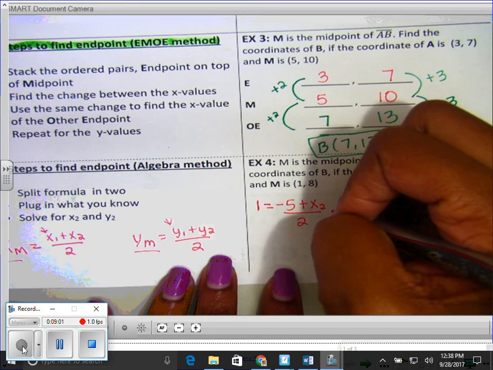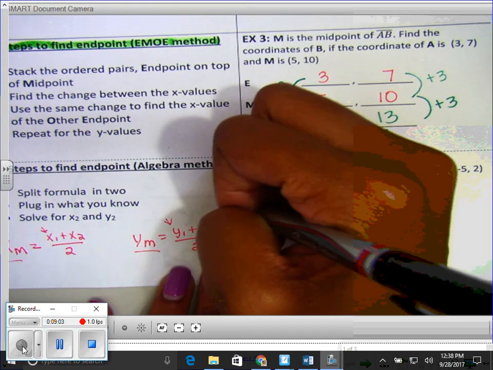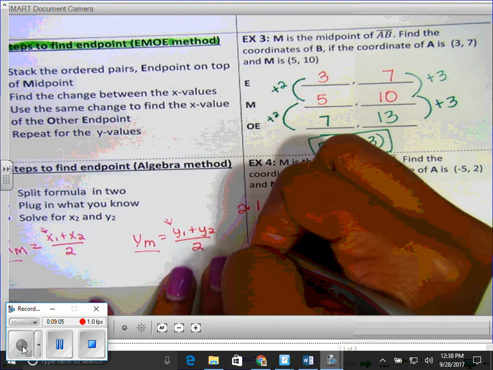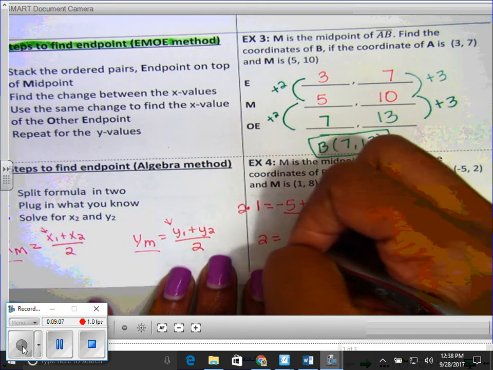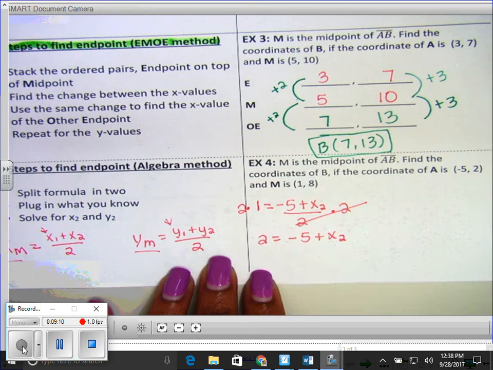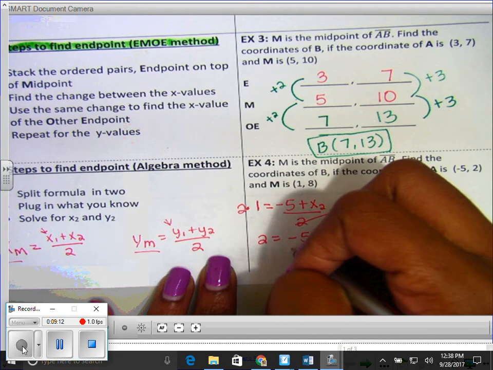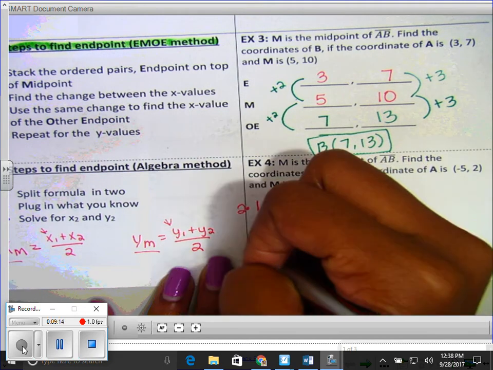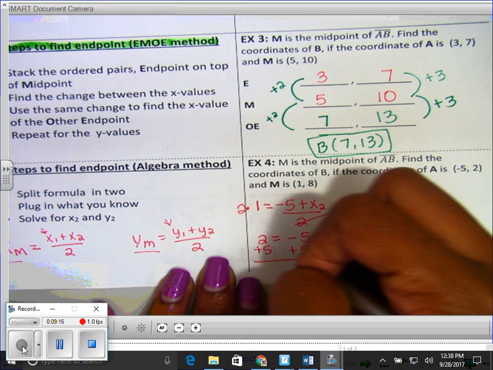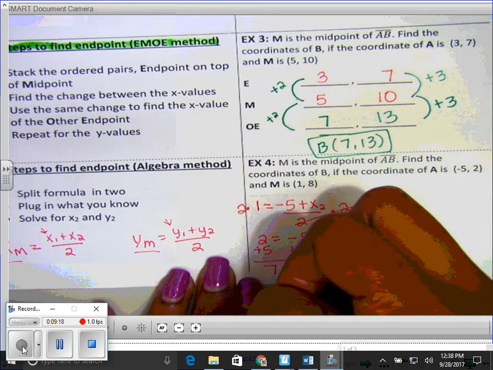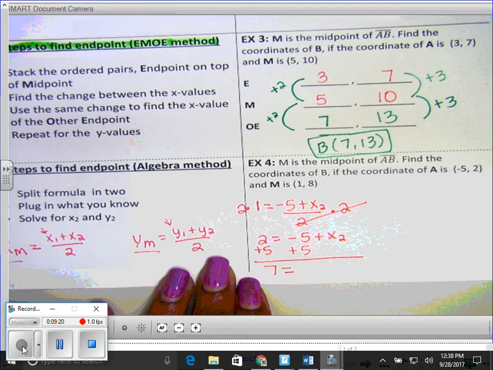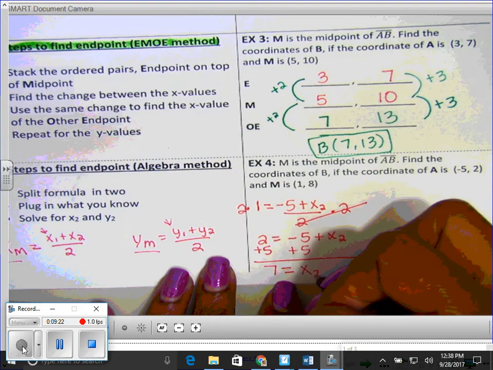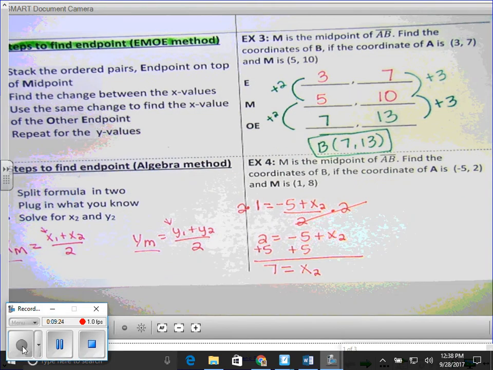So we're going to multiply both sides by 2. The 2's here cancel, so 2 times 1 is 2, which is equal to -5 plus x2. And then we're going to add 5 to both sides. And so 7 is equal to x2. So we know the x coordinate of B is 7.